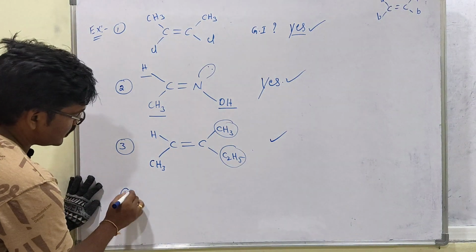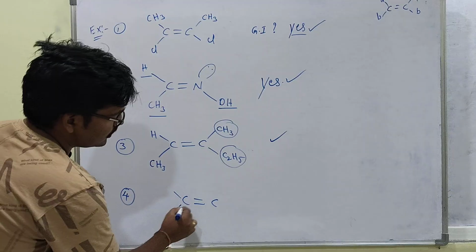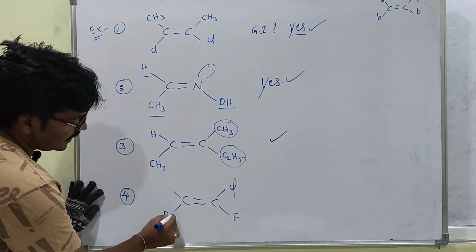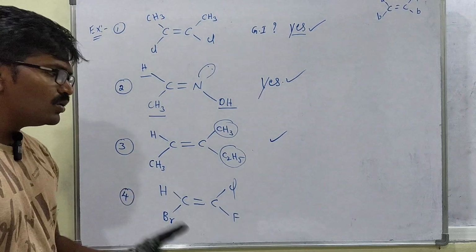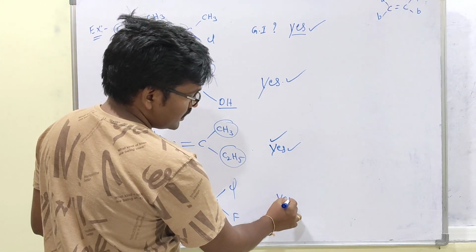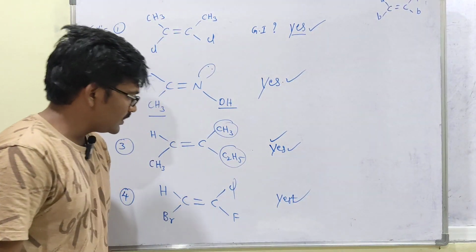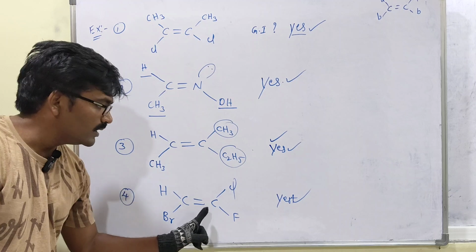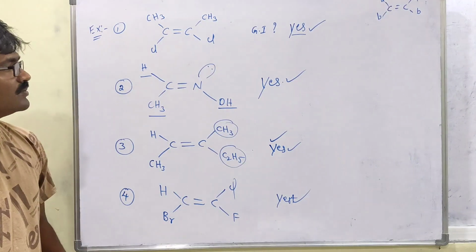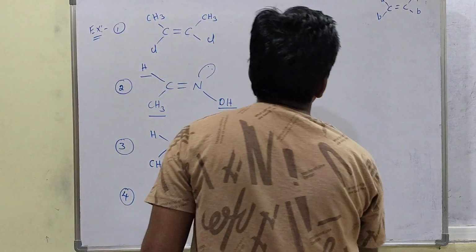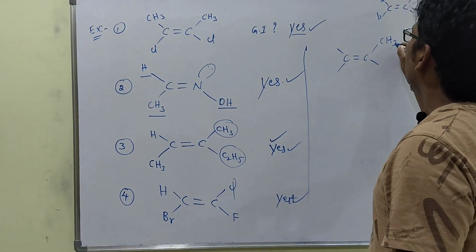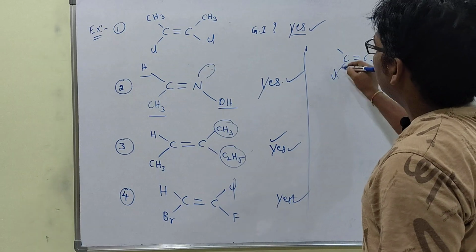Then the fourth one: look at C double bond C, with Cl and F on one carbon, Br and H on the other. Is that exhibiting geometrical isomerism? No doubt at all, it exhibits geometrical isomerism. The reason is restricted rotation is there, and each carbon atom is attached to two different groups of atoms. Even here also two different atoms, so it can exhibit.